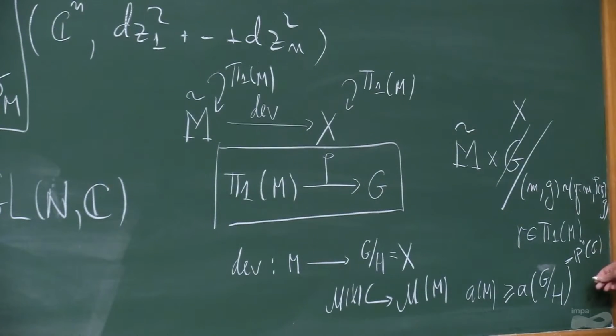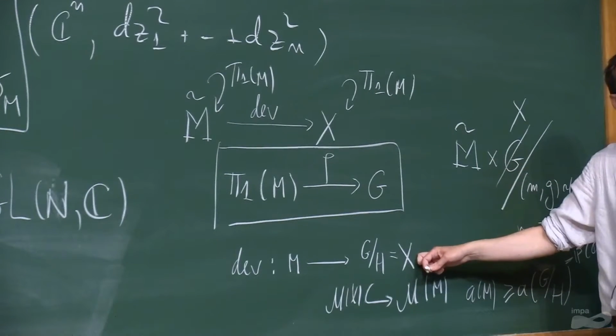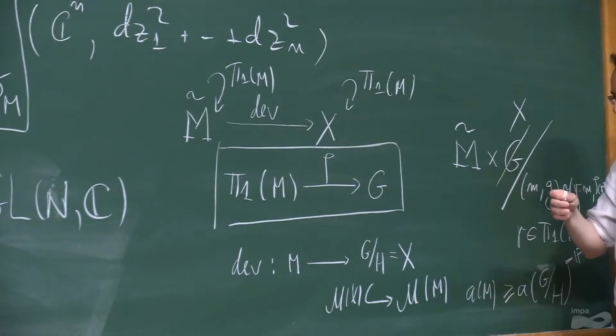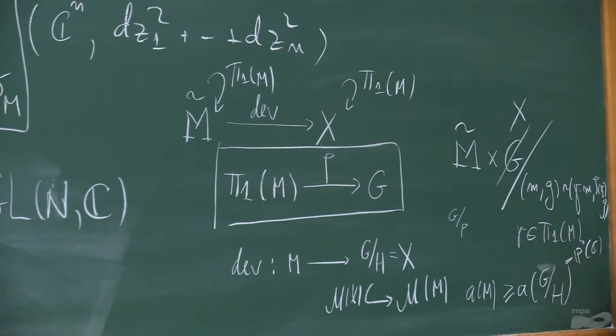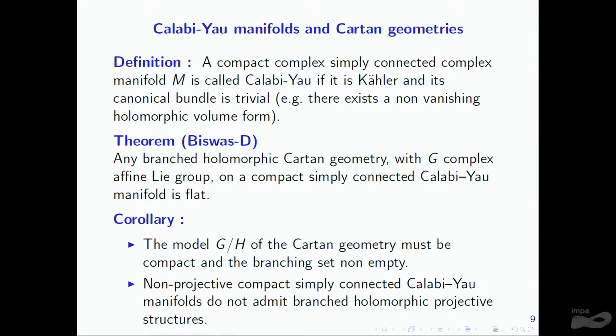For example, this shows that some of them, for example the complex affine space, the complex Euclidean space, do not admit such geometries. And for G over P, with G a semisimple complex Lie group and P a parabolic, I don't have a complete classification. But our theorem somehow reduces the study to the case of maps from simply connected manifolds into rational manifolds. For the complex projective space, we have a complete answer: exactly those which are projective admit such a map. But for other flag manifolds or other rational manifolds, I don't have complete answers. Maybe most of the G over P will not be compatible with simply connected Calabi-Yau manifolds.